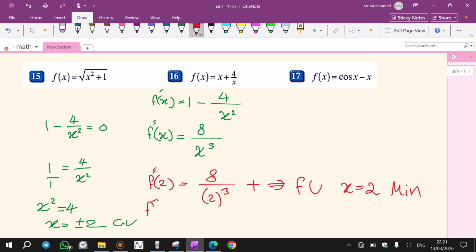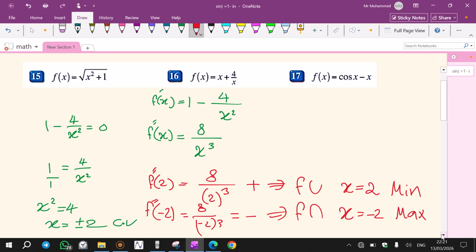And if we put negative 2, f double prime of negative 2 is 8 over negative 2 to the power 3. That's equal to negative 1. If f double prime is negative, f is going to be concave down. That means x equals negative 2 is creating a maximum.